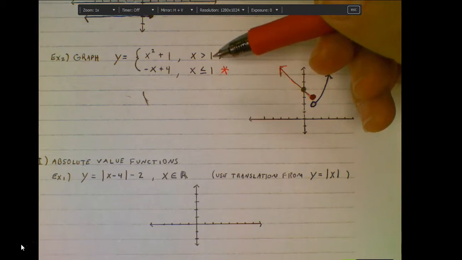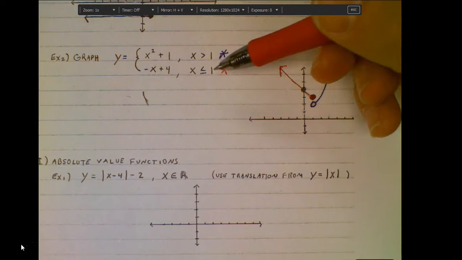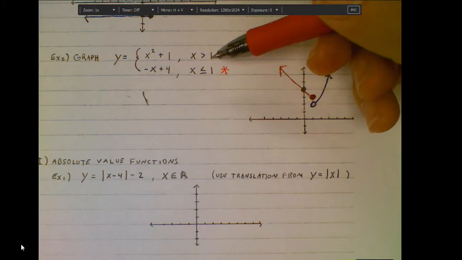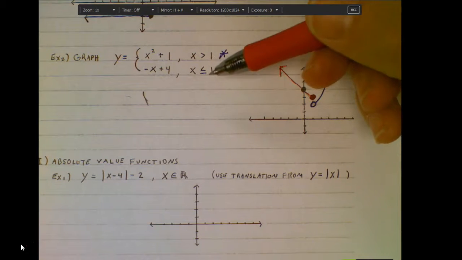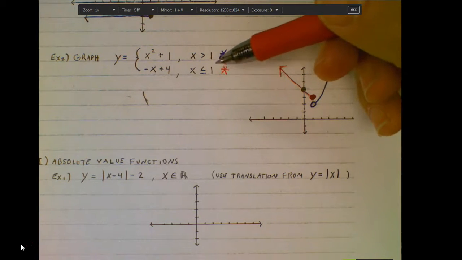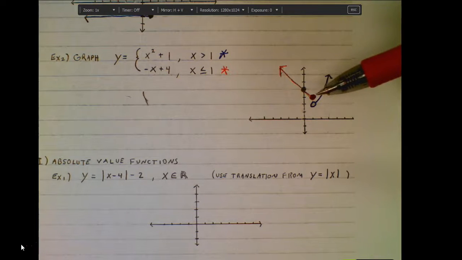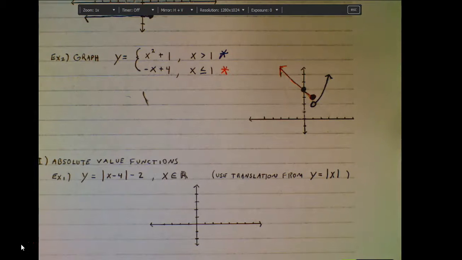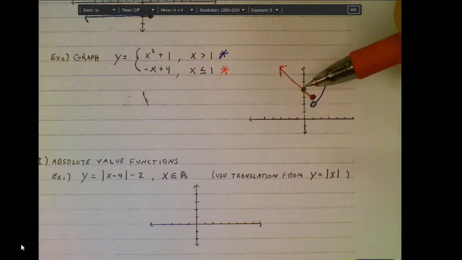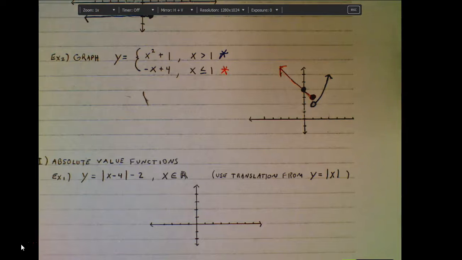So notice this one's greater than 1, this one is less than or equal to 1, so this one goes to the right and this one goes to the left, but they're both connected at the same x value. And that's going to be the case, so keep that in mind. Your graphs won't overlap. They both are lined up where x is 1. One goes to the left, one goes to the right, and that's it. You're always going to get that look. If your graphs ever overlap, then we did something wrong, and so you've got to keep that in mind as you're looking at these.